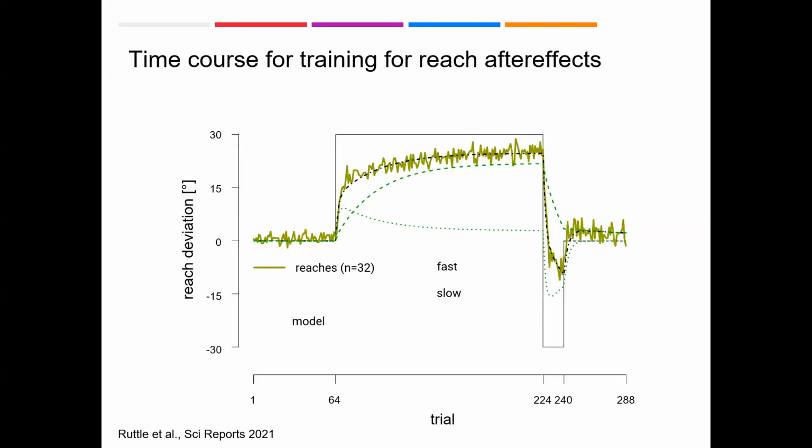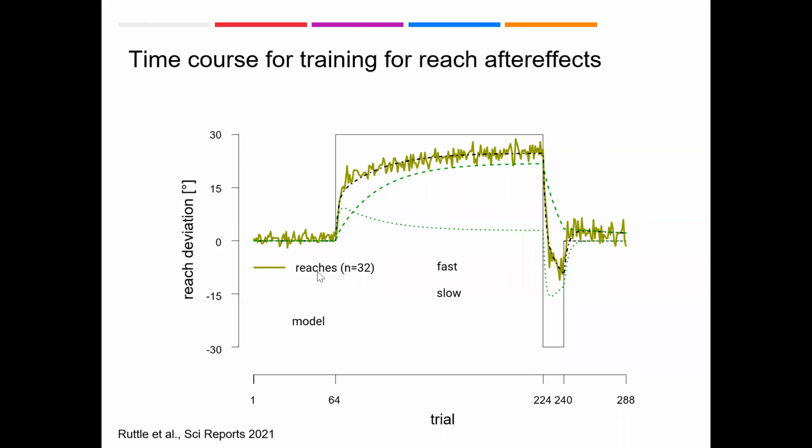Of course, we had a third group who did those no cursor reaches. So this is their reach training. So these are their reaches with the cursor, of course, because we have to fit the model. And for the model, we get the fast and slow process. And here I'm going to show you the no cursor reaches in dark green.